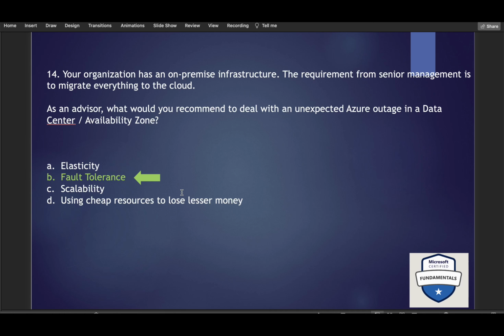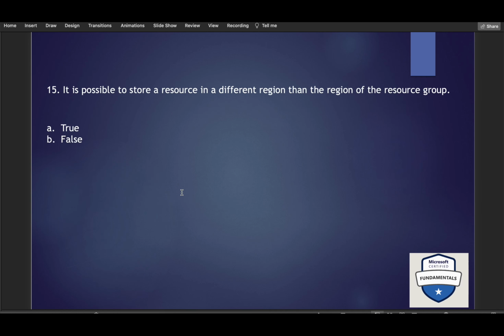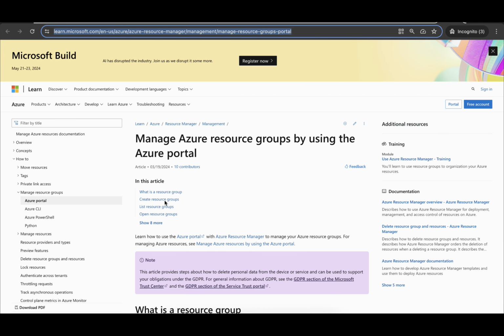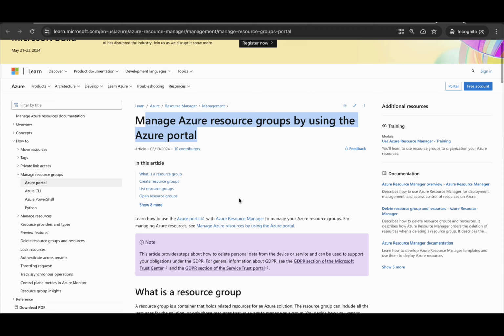Now let's go to next question. It is possible to store a resource in a different region than the region of the resource group. The answer to this is yes, true. The region of the resource group can be different from the region of the resource. Always remember that the resource group is only for storing the metadata. If you want to read more on Azure resource groups, you can come here and read this: manage Azure resource groups by using the Azure portal.